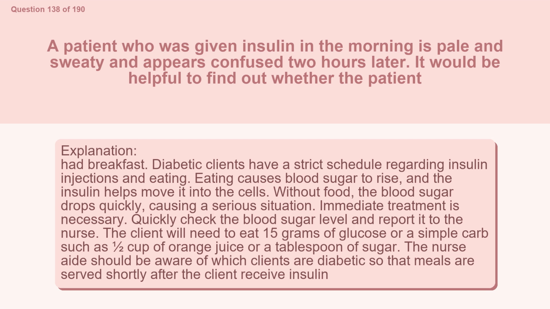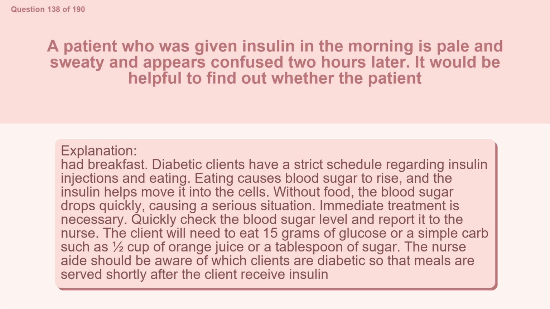Diabetic clients have a strict schedule regarding insulin injections and eating. Eating causes blood sugar to rise, and the insulin helps move it into the cells. Without food, the blood sugar drops quickly, causing a serious situation. Immediate treatment is necessary. Quickly check the blood sugar level and report it to the nurse. The client will need to eat 15 grams of glucose or a simple carb such as 1/2 cup of orange juice or a tablespoon of sugar.